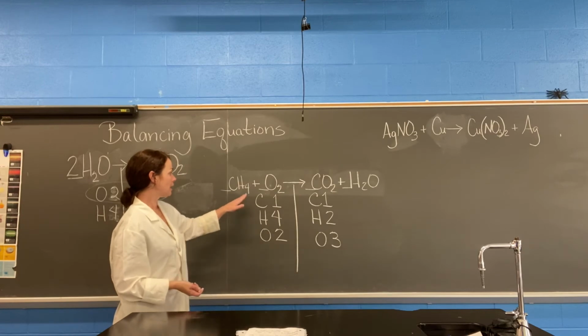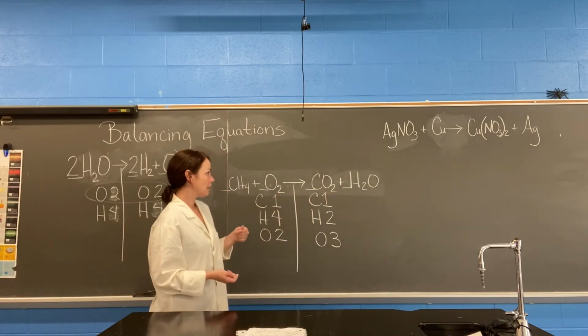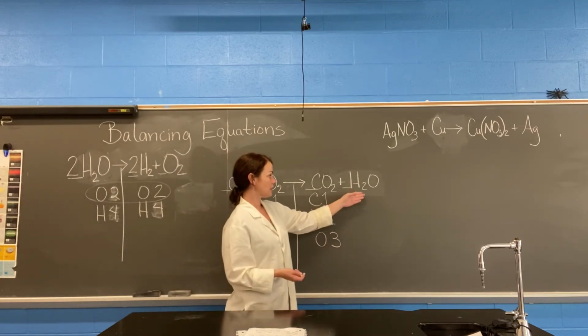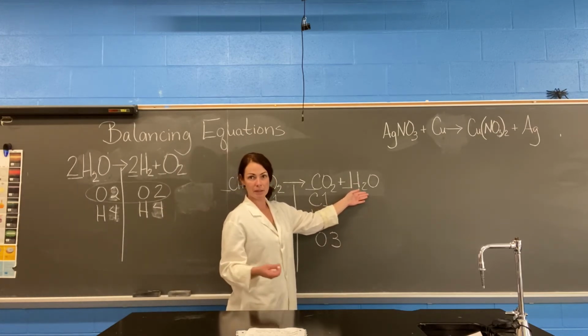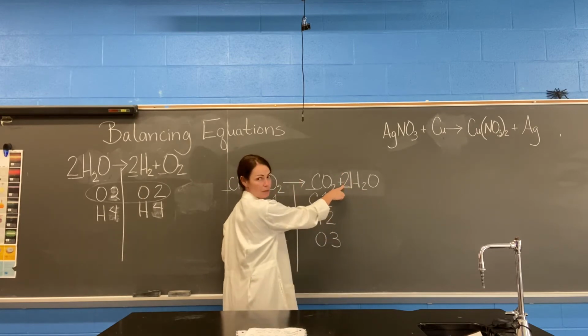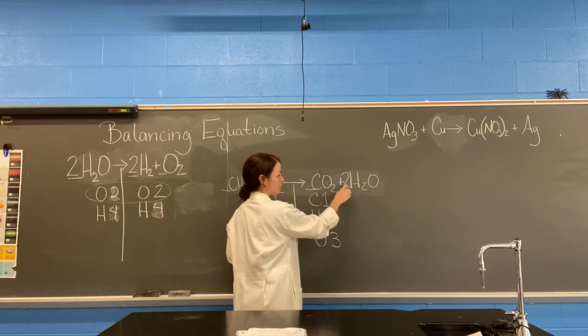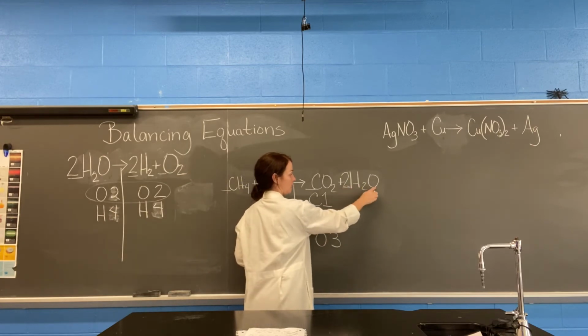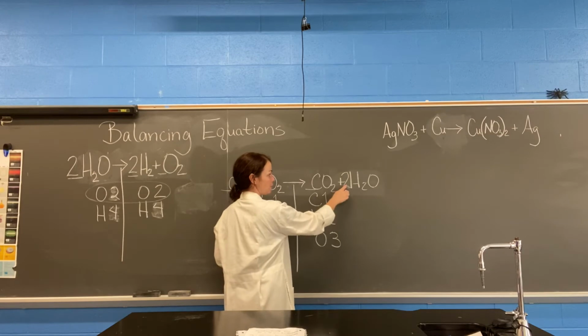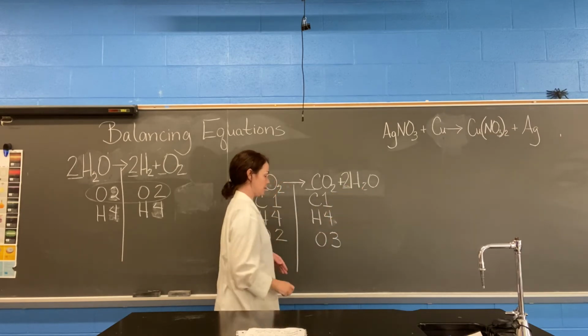So I'm going to go ahead and try to get 4 hydrogens over here just to make them match. If I want to have 4 hydrogens, I need to multiply this subscript by something to give me 4, and that's going to be 2. But this 2 as the coefficient applies to everything in the formula. So we have to multiply for hydrogen and for oxygen. So we have 2 times 2 gives me 4 hydrogens.